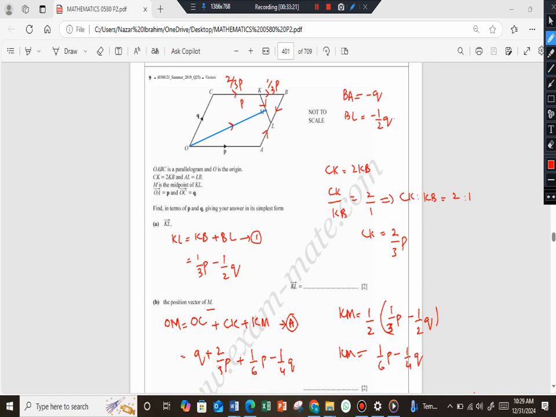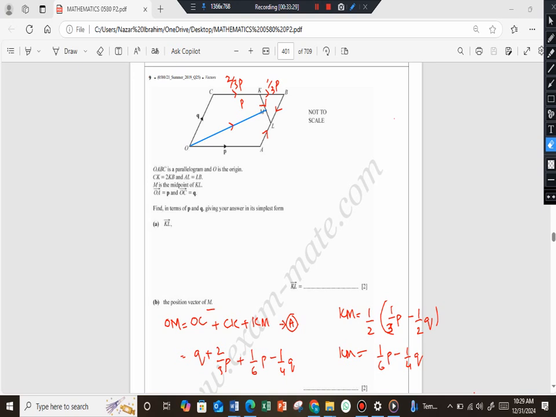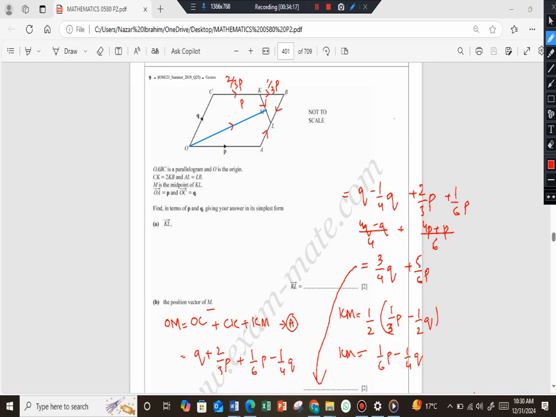Now let's simplify this all. Wait a minute, let me wind this up so that it becomes easier to understand. I am doing the working over here on top. So Q minus 1 upon 4Q, and 2 upon 3P plus 1 upon 6P. Taking a separate LCM, this is 4, so 4Q minus Q. The LCM of 3 and 6 will be 6, so 4P plus P. So this will come up to 3 upon 4Q plus 5 upon 6P. That is the position vector of M, OM. Clear?